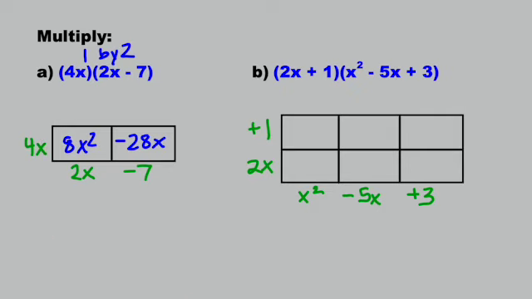And therefore, what is your answer? It is 8x squared minus 28x. So always make sure you look in the boxes here and see if you can combine like terms together. In this case, you can't, but usually you can.